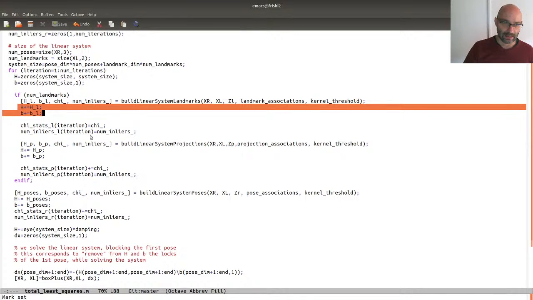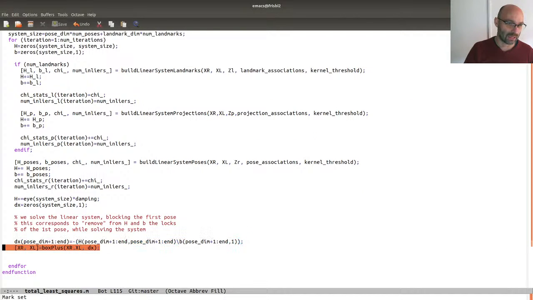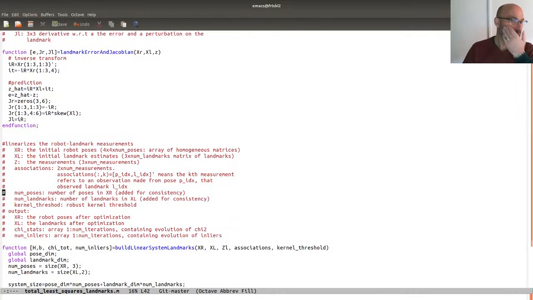At the end of the construction of the linear system, we calculate the global perturbation, we apply it to the next state, and we are done. What we will be doing now is to have a look at the contributions to construct this linear system for the different classes of measurements. Let's start with the landmarks.